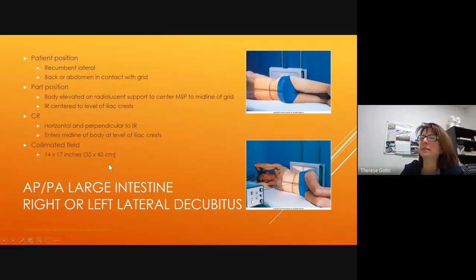Now, a thing with your decubitus, we have decubitus sponges for a reason. If you can get your patient on their bed where your IR bucky is below the level of their lateral border, so you don't have any cutoff, that is perfect. But if there's no way to do that, and you're using a stand that has to be under the patient, you're going to have to use a decubitus sponge and get that patient's body up a little higher so that you don't have any cutoff on this side. You're going to use 14 by 17 IRs.